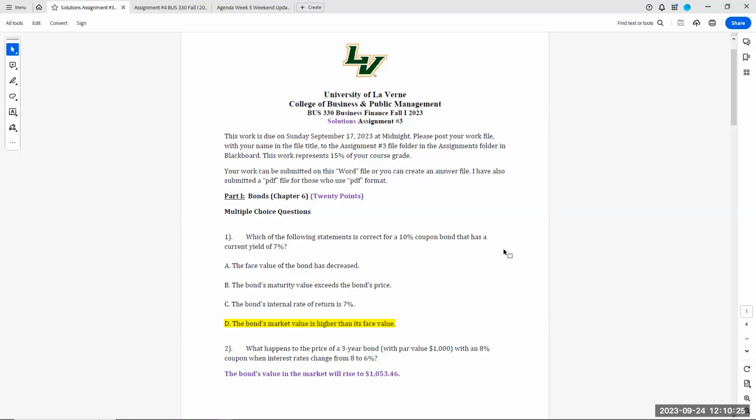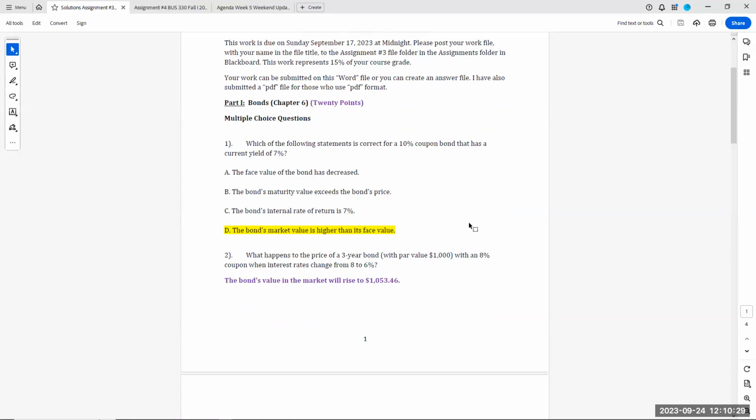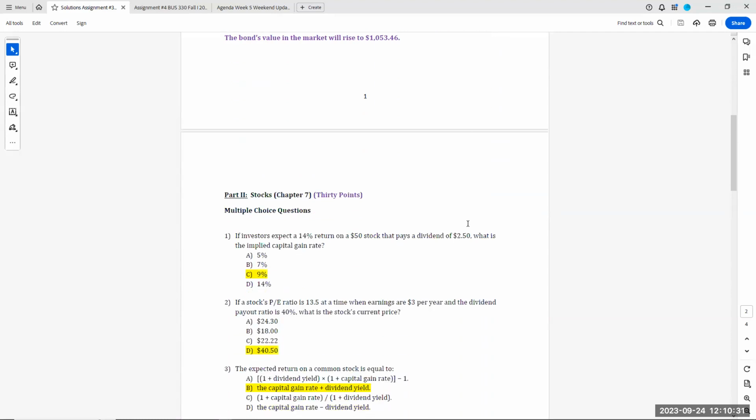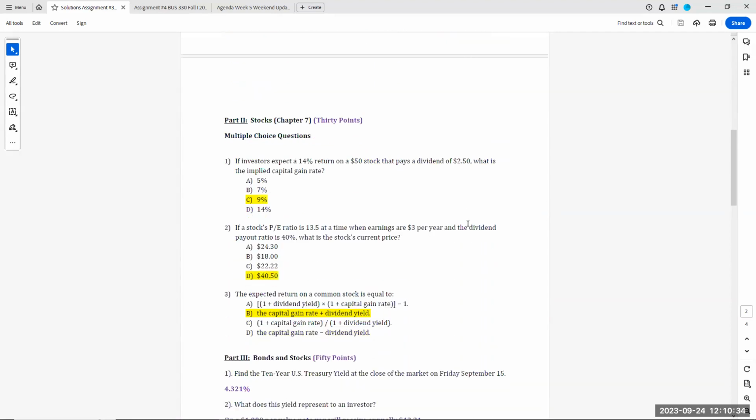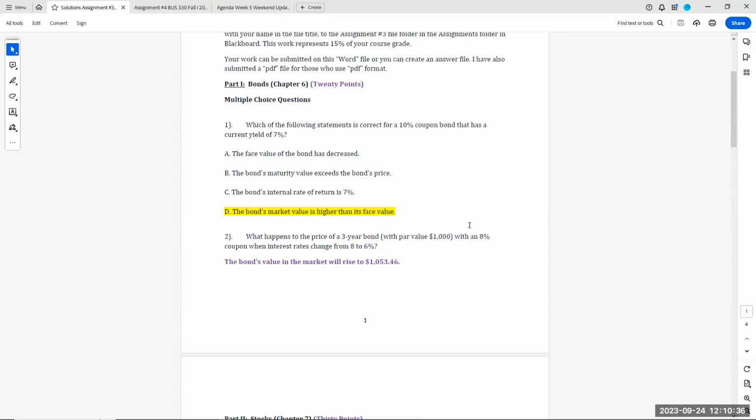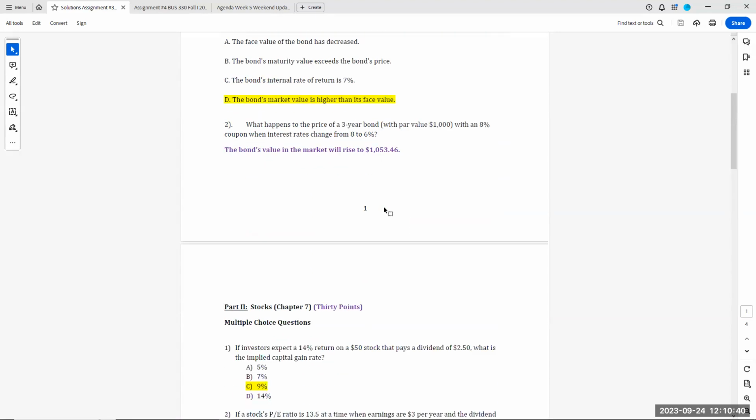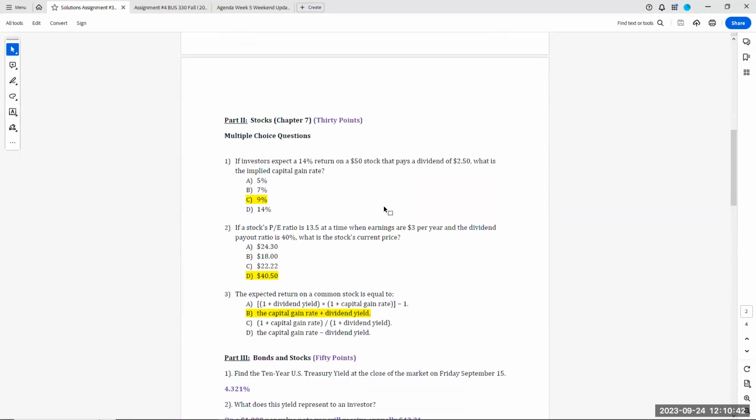So a couple of key areas where some of us had some issues, and it was in questions 1 and 2. In part 2, remember question 1 and 2 is worth 20 points, basically 10 points apiece. Part 2 is on stocks, and that was worth 30 points. Again, 10 points apiece for each multiple choice.